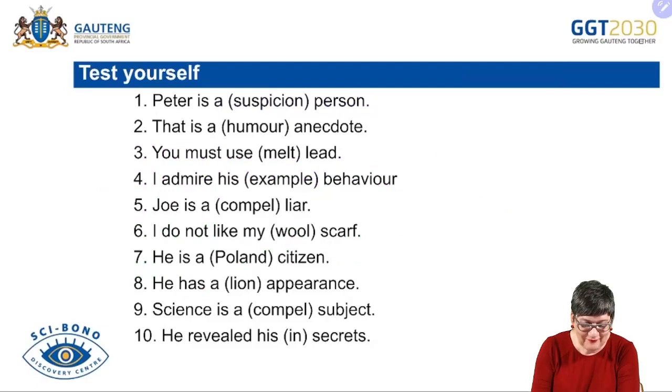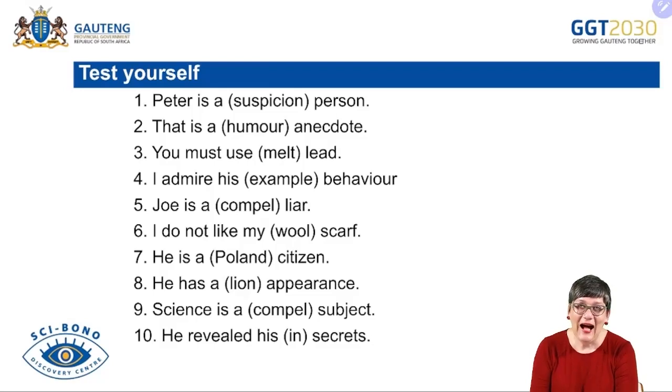Now, once again, it's time for a little exercise. I'm going to read the questions with you slowly, just to give you an idea. Let's start with number 1. It says, Peter is a suspicion person. We have to change suspicion. Number 2 says, that is a humor anecdote. Number 3, you must use melt lead.